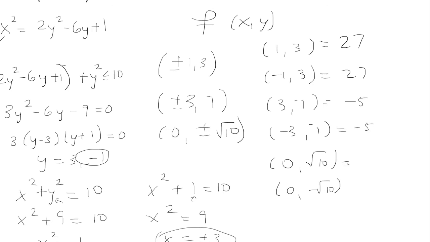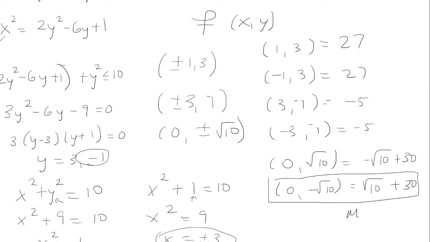And then if I plug in 0, plus or minus root 10, actually I get, well, for 0, positive root 10, I get negative root 10 plus 30, and then root 10 plus 30. Okay, so clearly this is the maximum. And the minimum is negative 5, so it's these two. So 0, root 10 is neither. Negative 1, plus or minus 1, comma 3 are neither as well. Okay, and that's our final answer.